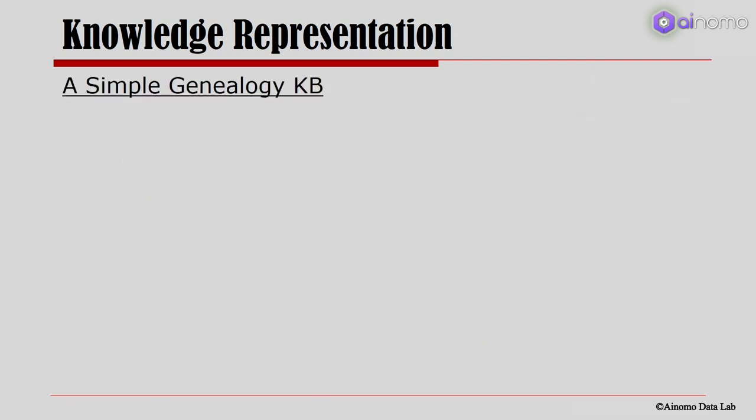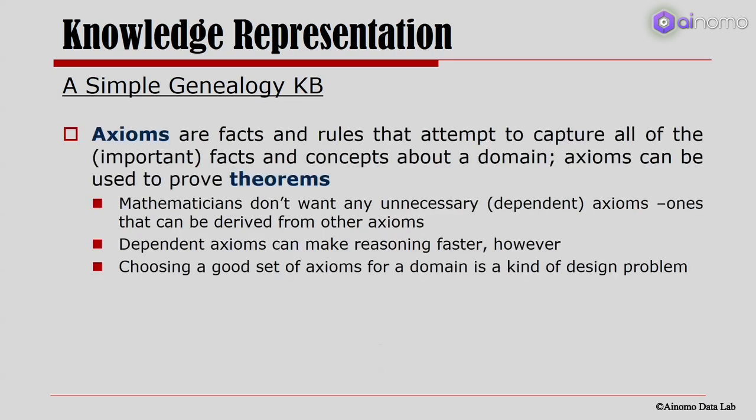Now, let us look at another knowledge representation example of a simple genealogy knowledge base. So, I have to have certain predicates and some facts. Here, I will only work with the predicates and leave the facts for you to work out. Whenever we are creating such knowledge bases, we need to realize that we can write facts and rules that attempt to capture all of the important facts and concepts about a domain. So, these are referred to as axioms. We can use these axioms to prove theorems.